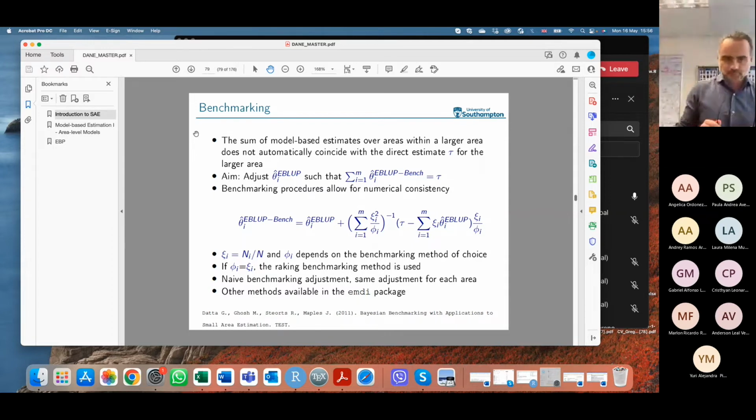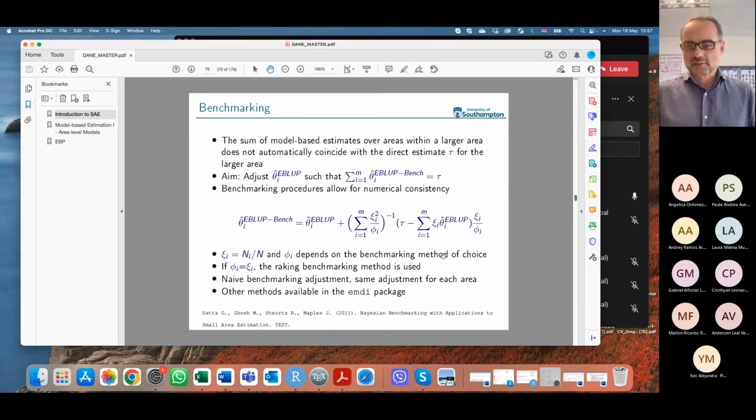So you want somehow to have consistency as you aggregate the small area estimates from the lower geographical levels to the higher geographical levels. Okay, so what you want to do is you take your eBLUP estimates, theta hat i eBLUP, and you adjust them such that when you sum them up, the sum of these is equal to tau. Tau is effectively the direct estimate at the higher level. Okay, so these benchmarking procedures allow for some numerical consistency. So here is an expression for obtaining benchmarked eBLUPs so that they are respecting the constraint.